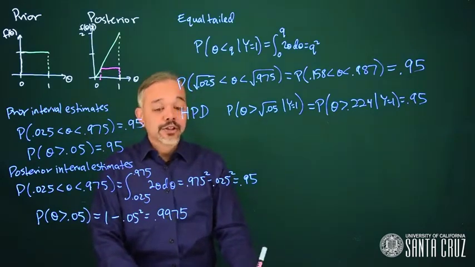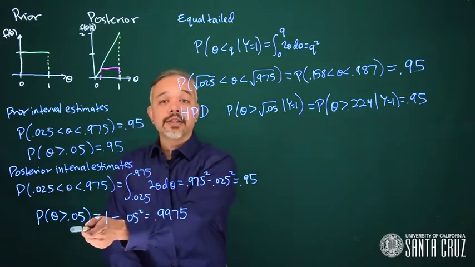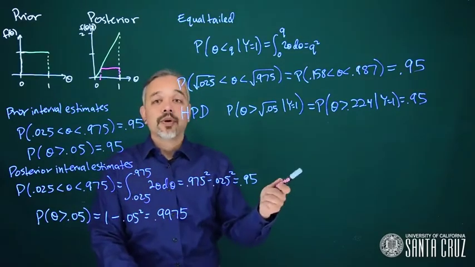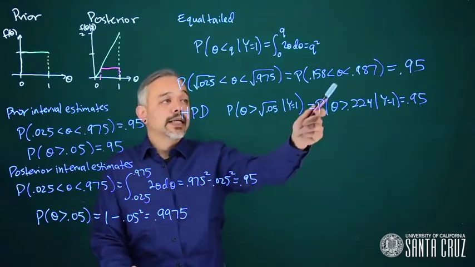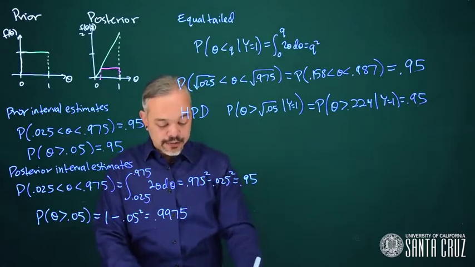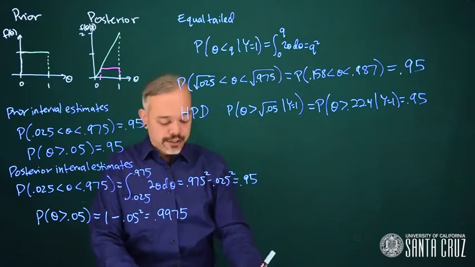In this case, we can legitimately say the posterior probability theta is bigger than 0.05 is 0.9975, or we believe there's a 95% probability that theta is in between 0.158 and 0.987. Frequentists can't do this.